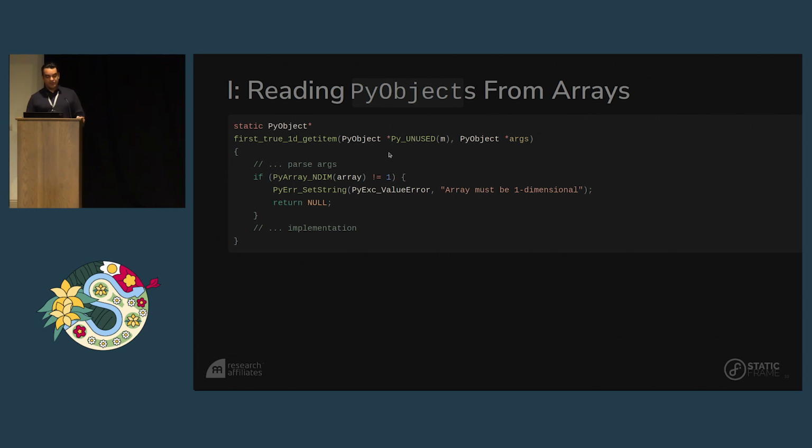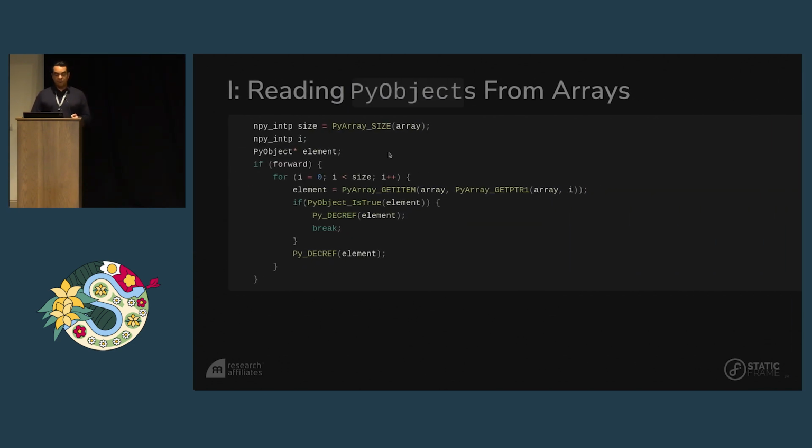Okay, so here's our function. In the beginning, here's our function signature. We're going to parse the args, as I already showed you, and then we're going to establish a constraint. We're going to say, if you're not one-dimensional, I'm just going to raise an exception. And this is a really excellent way to reduce the complexity of your extensions by just not handling things you don't want to deal with. Then we can move on to the implementation. So first off, we're going to get the size of our array. We're going to create an integer i to track our index, and we're going to have a variable element for our PyObjects.